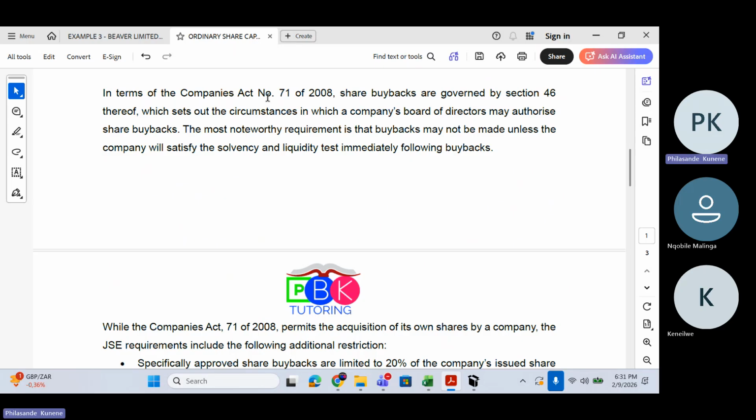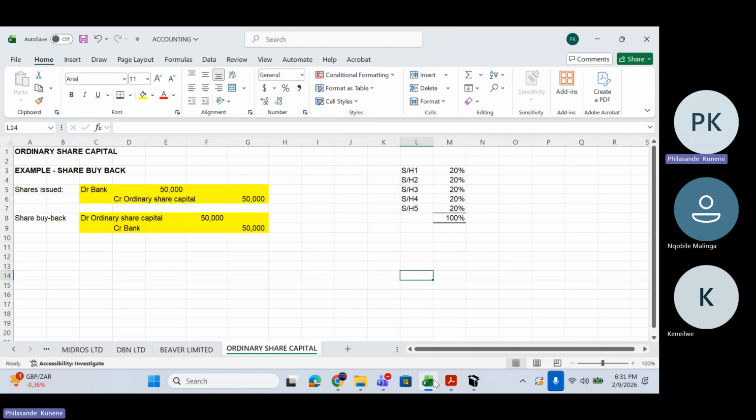In terms of Companies Act 71 of 2008, share buybacks are governed by Section 46. What does Section 46 say? For the company to buy back shares, it's a good thing. But I said that it's not good for shareholders. But there's something else that the company may need to look at. We as the company, we need to check if we have enough cash to buy back the shares, right?